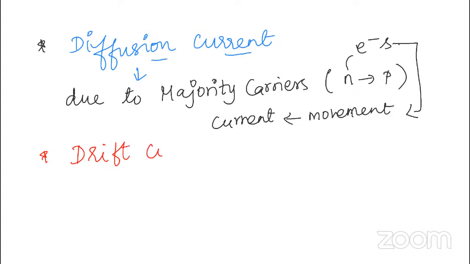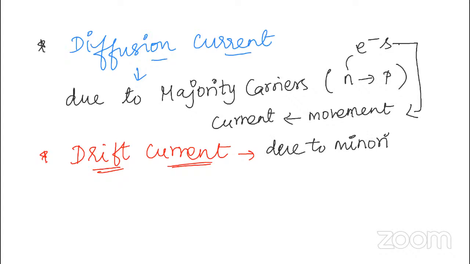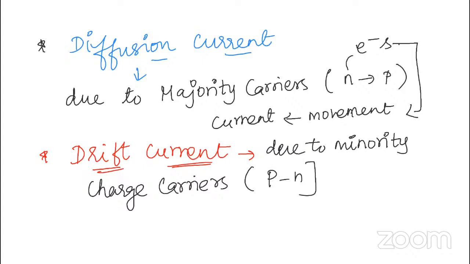Next one is the drift current. So the drift current is due to minority charge carriers, from P to N. N to P is the diffusion current, and P to N is the drift current. Okay, it is clear.